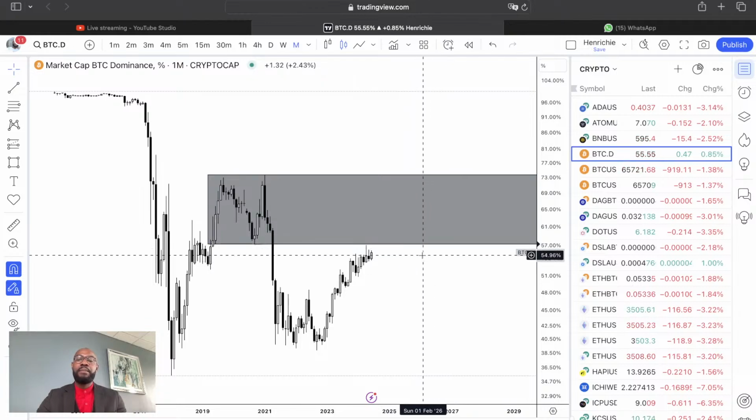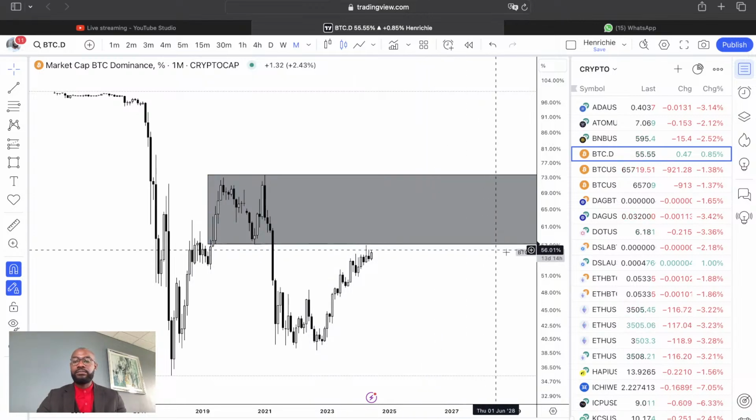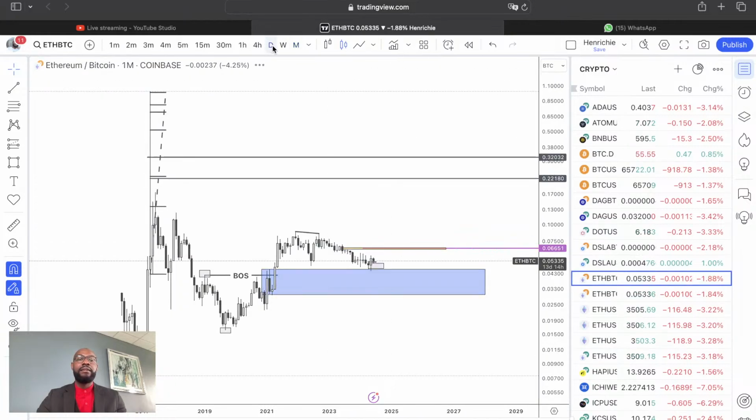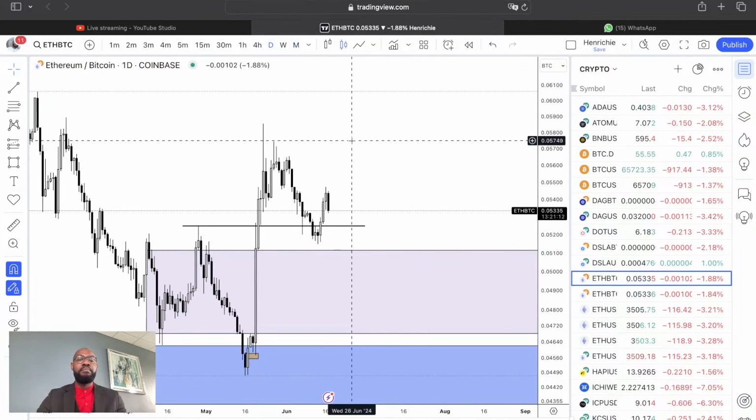So anything that is not Bitcoin, in my opinion, is an altcoin. Solana, Cardano, Binance Coin, they're all altcoins. So that being said, the next thing we're also looking at is the Ethereum against Bitcoin.